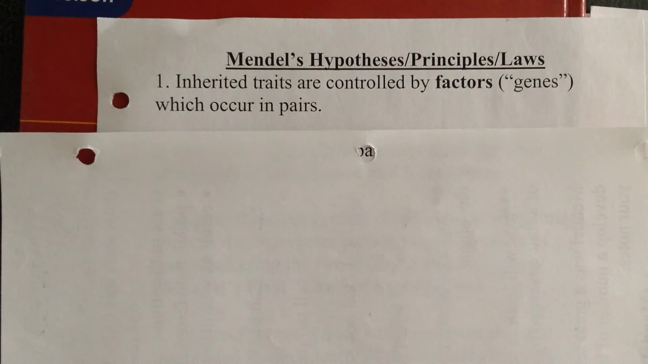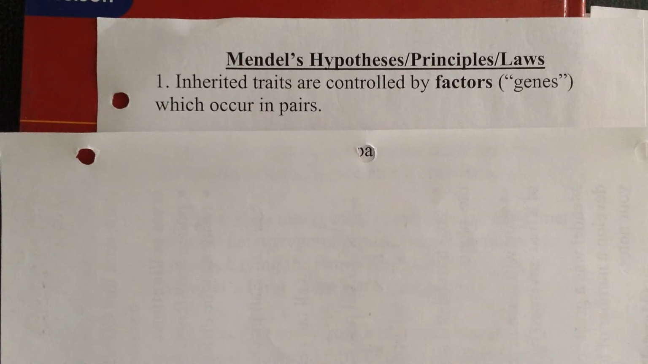So inherited traits are controlled by factors. Back in the day, he called them factors, but now we know them as genes, which occur in pairs. Very important. Kind of similar to how we see our chromosomes or our sister chromatids get together, in a way they're in little pairs. That's how this works out, although it changes once you do some sort of crossing over. So everything that you have in genes comes in pairs.